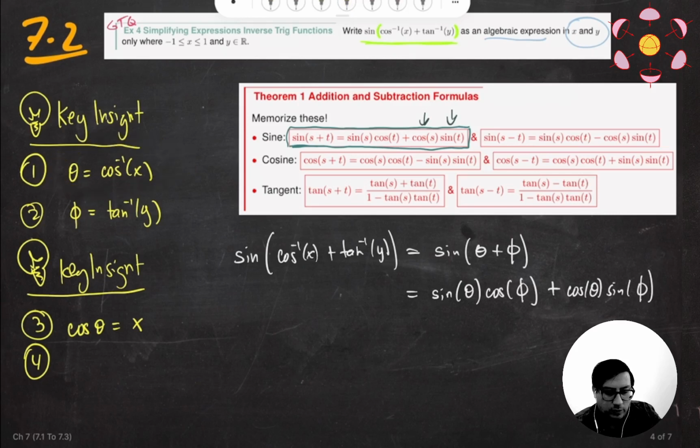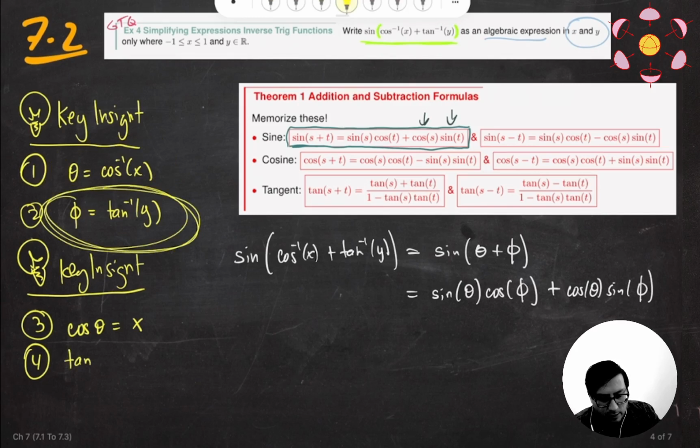Okay, if we do the same thing for phi, what would we get? We'd get tangent of phi equals y. All right.